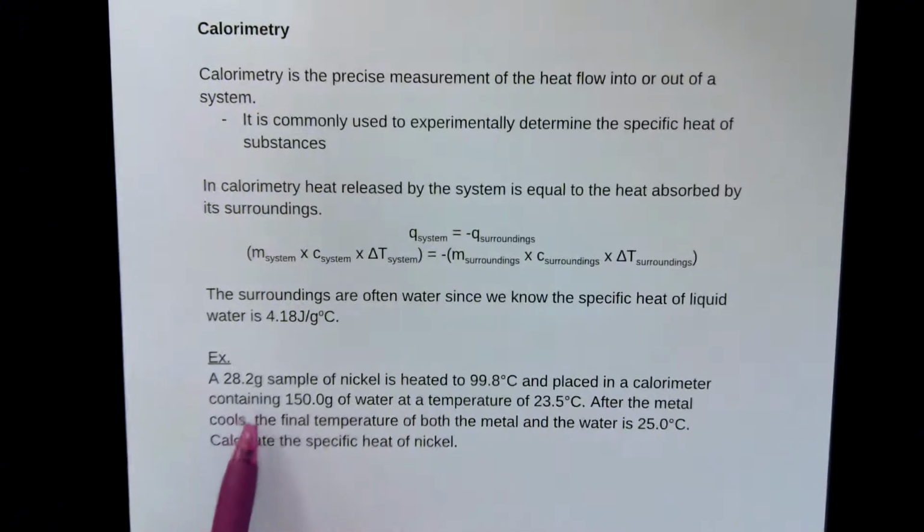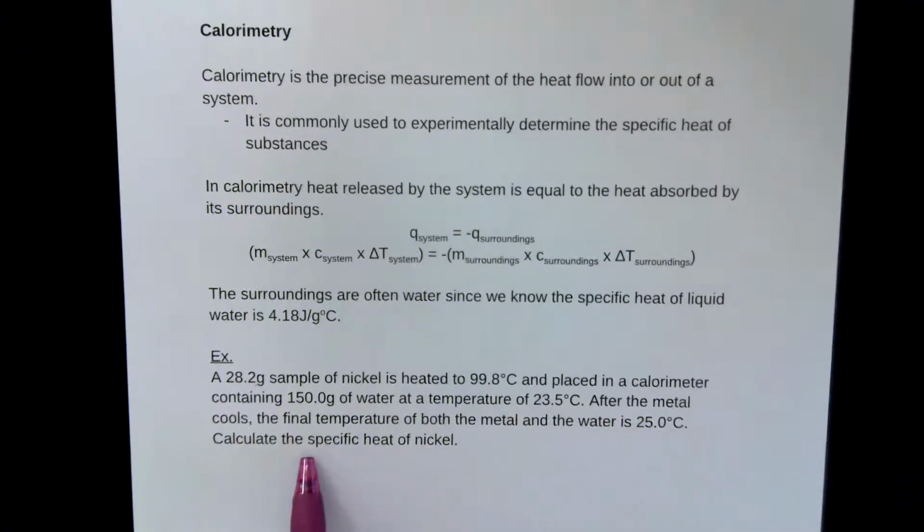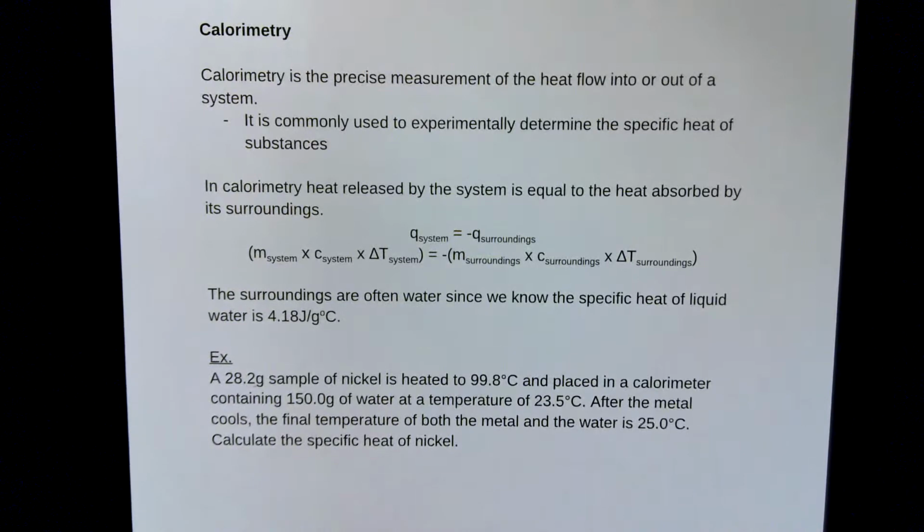So, a 28.2 gram sample of nickel is heated to 99.8 degrees Celsius, and then it is placed in a calorimeter containing 150.0 grams of water at a temperature of 23.5 degrees Celsius. After the metal cools, the final temperature of both the metal and the water is 25.0 degrees Celsius, and we are going to be calculating the specific heat of nickel.